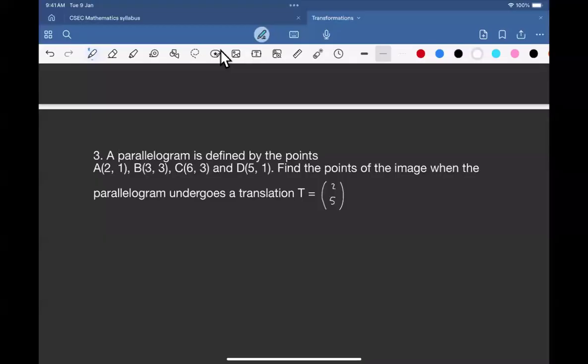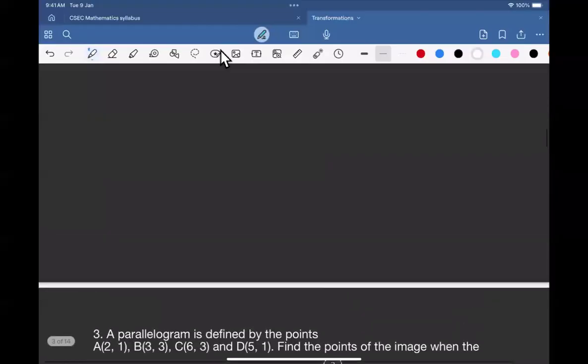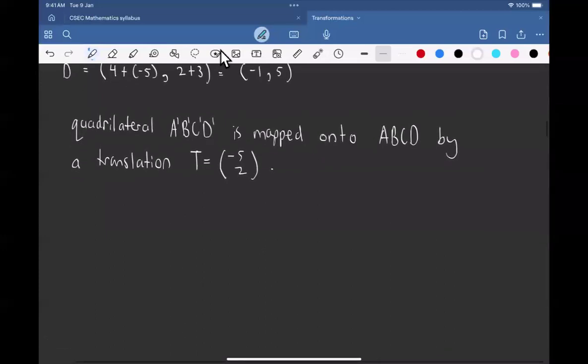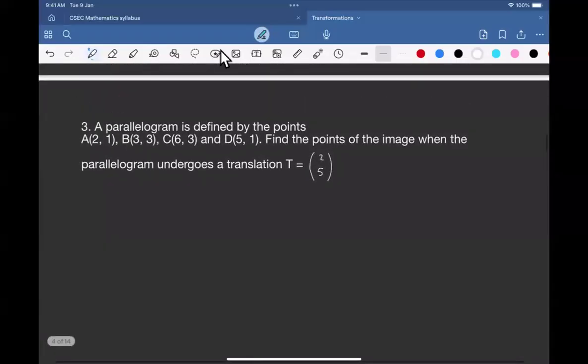You need to know how to add. So see if you could spot the mistake. Nicholas, that's correct. All right, good. Now to write the statement. See how I write the statement here? I say quadrilateral A prime, B prime, C prime, D prime. You have to write that statement. So how is the image mapped onto the object? You have to write that statement.